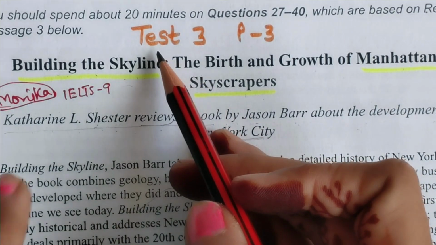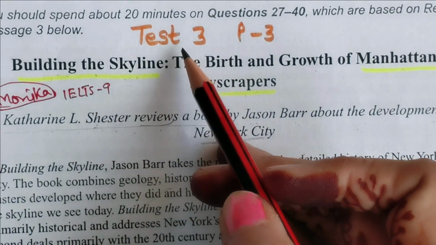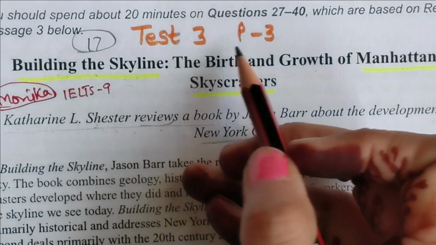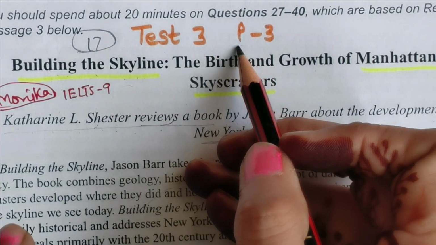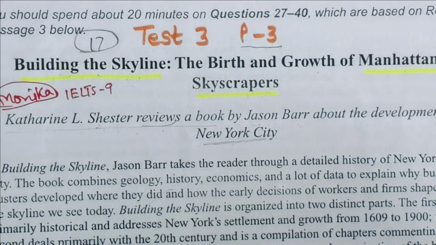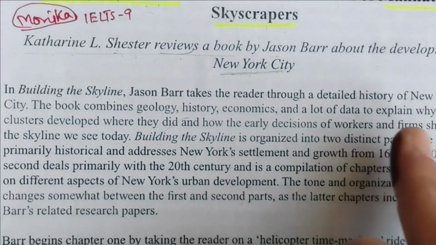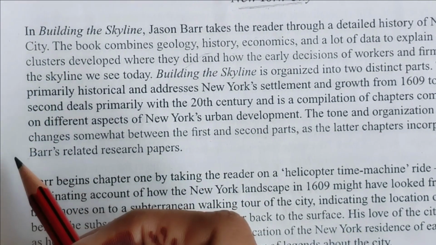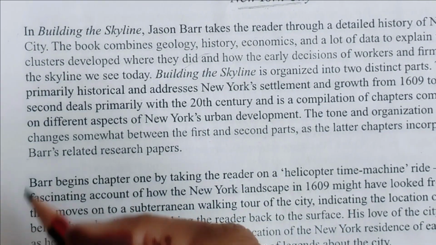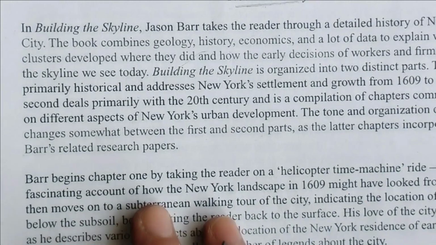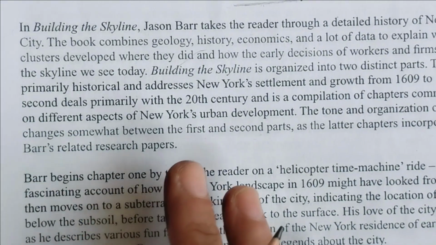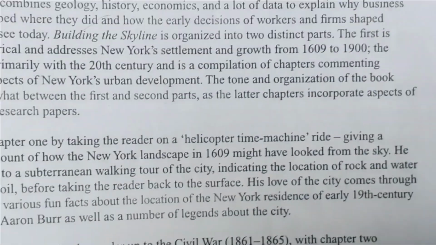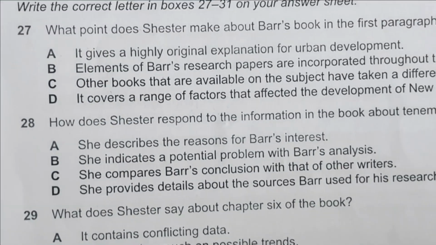Okay, this reading I have taken from book number 17, test 3, and the passage number is 3. Now let's look at the type of passage we have. Only small paragraphs, without any lettered A, B, C, D, as usually they have given in many passages. Now after looking at the paragraph, you can check the type of questions we have.